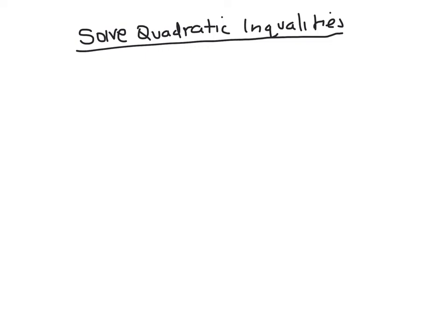In this lesson, we are going to look at how to solve quadratic inequalities. Let's start with an example. Number one is x squared minus x minus 12 is greater than 0. So how do we do this one? Step one, just write it as an equation equal to 0.